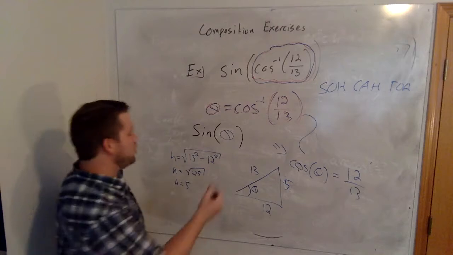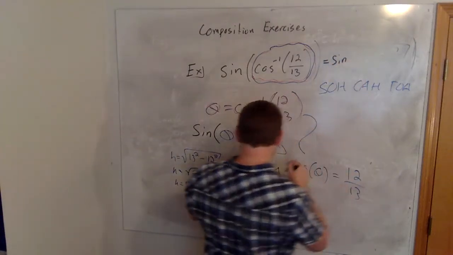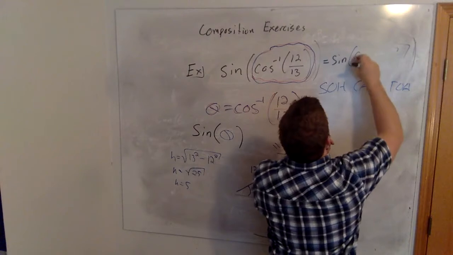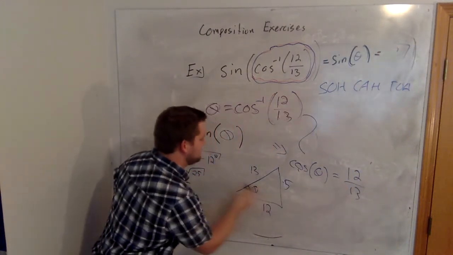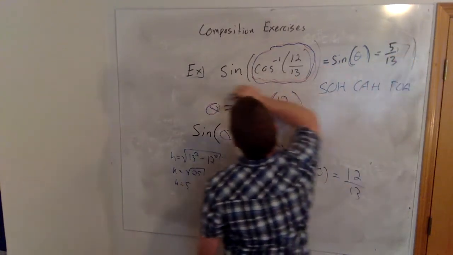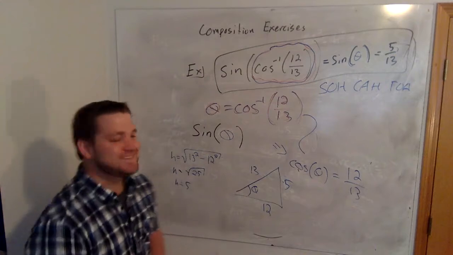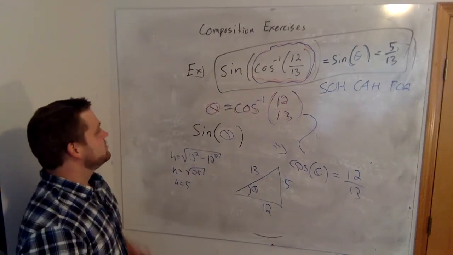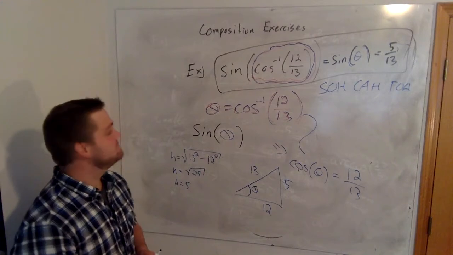So now, what is sine of that angle? Opposite over hypotenuse. It's 5/13. How fun! Look, we did this without a calculator. We just drew a picture and thought about what all the pieces mean. So sine of cosine inverse of 12/13 is 5/13.